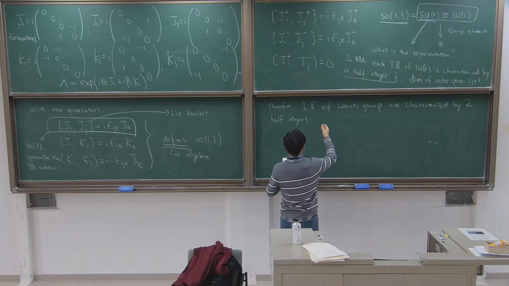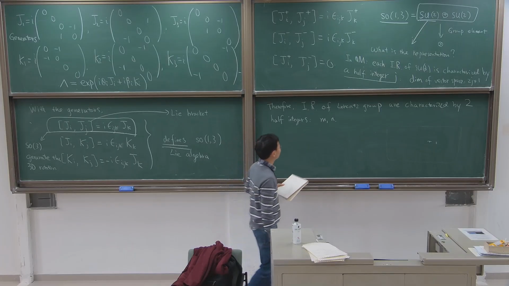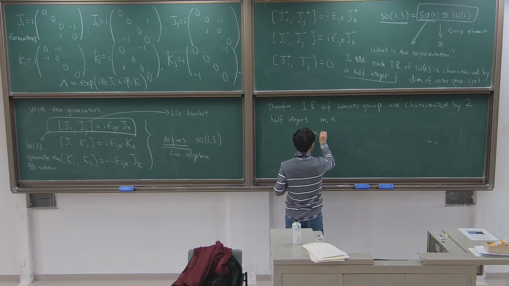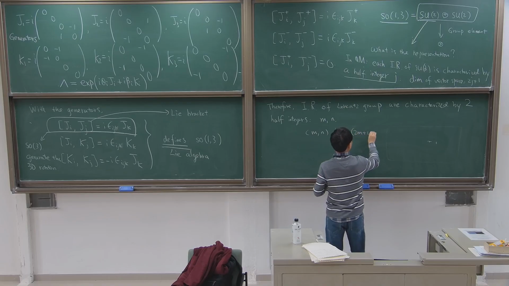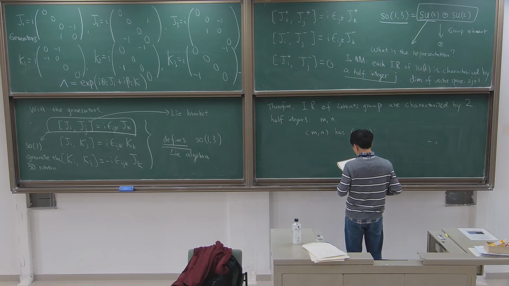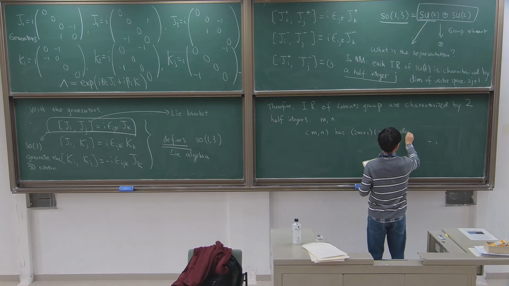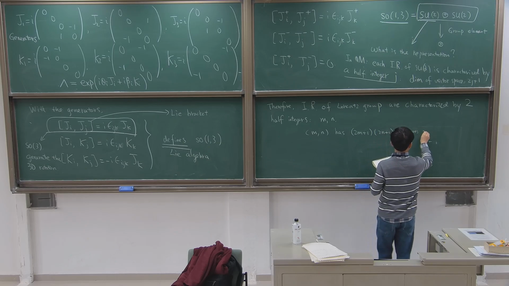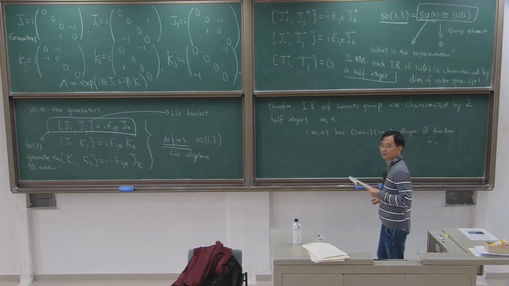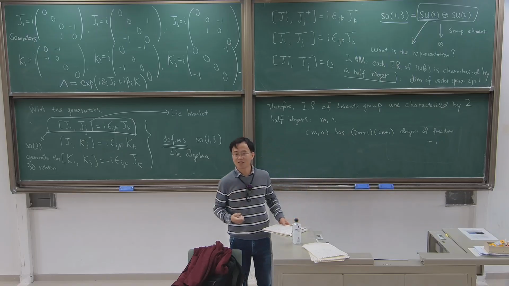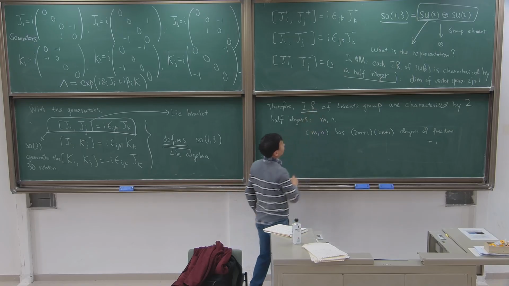Because we have 2, right? Let's say 2 half integers. One is m, another is n. Put them together. This (m, n) representation should have (2m plus 1) times (2n plus 1) degrees of freedom. Or this is just the dimension of the vector space. You see? This conclusion purely comes from the representation. It's the irreducible representations of the Lorentz group.